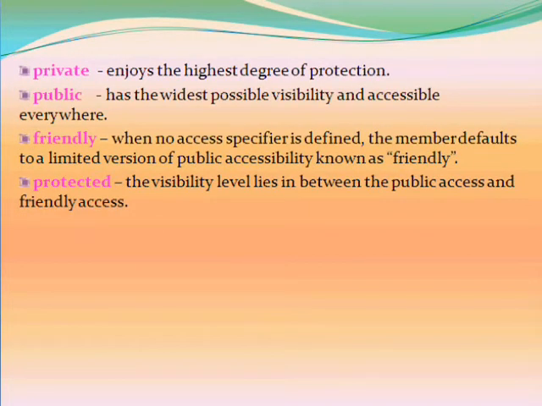If an attribute is private, then it cannot be accessed from outside the class. Likewise, a public attribute or method has the widest possible visibility and is accessible everywhere. If no access specifier is defined, then that member is considered to be a limited version of public accessibility known as friendly.